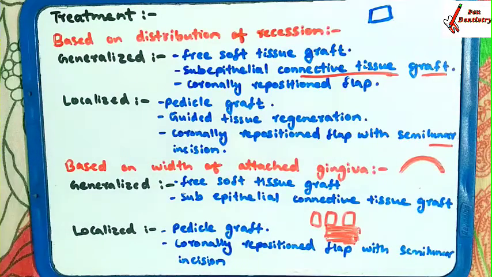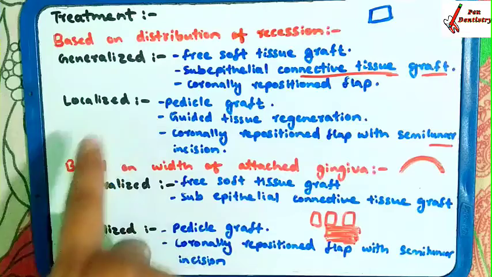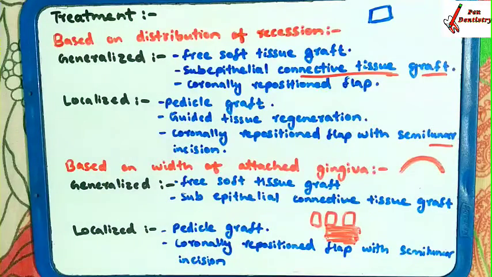We can use it. Many types of surgeries are also provided, that is lateral displaced flap, double papilla flap, coronally positioned flap. These are the more flaps used in the localized one, that I will be covering in my next video, because this video is getting vast.